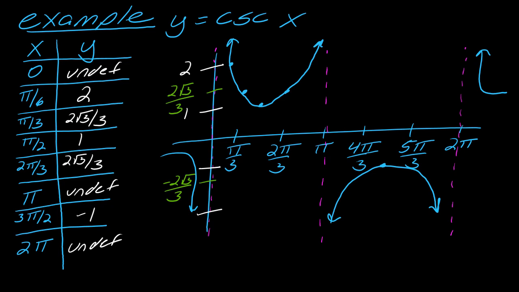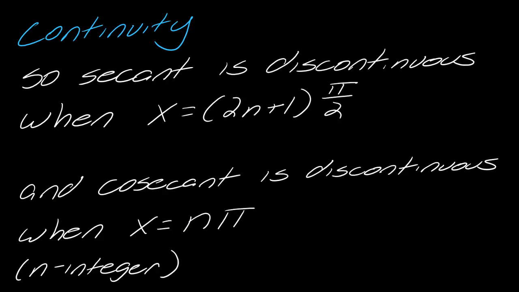So you might remember from tangent and cotangent, we had a certain form for where we had discontinuities. So secant is discontinuous when x is an odd number, 2n plus 1 times pi over 2. And cosecant is discontinuous when x equals n times pi. So n can be any integer that you want. So it's either an odd number times pi over 2 or n times pi.